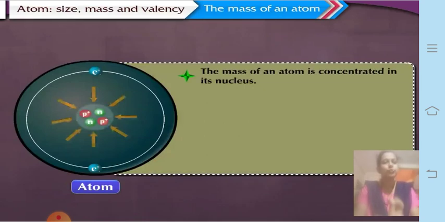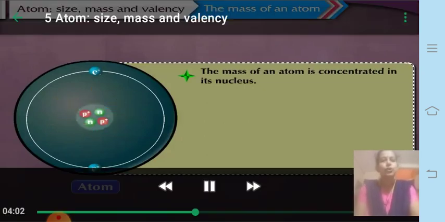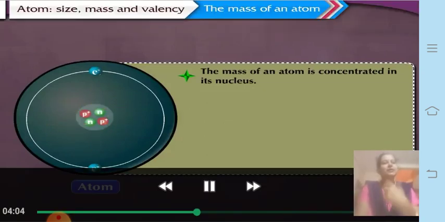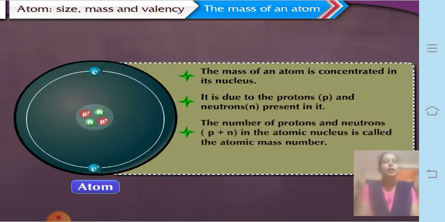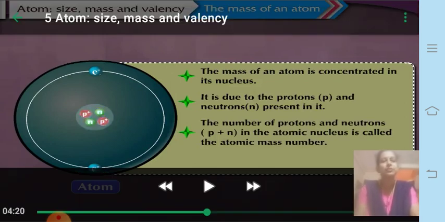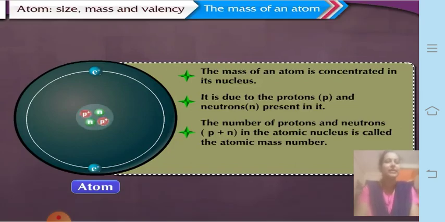Because the nucleus consists of the heavier mass particles called the protons and neutrons. Whereas electrons are very negligible in mass. It is due to the protons P and neutrons N present in it. Now the number of protons and neutrons, that is P plus N, in the atomic nucleus is also called the atomic mass number.